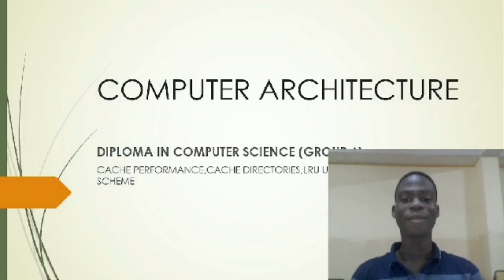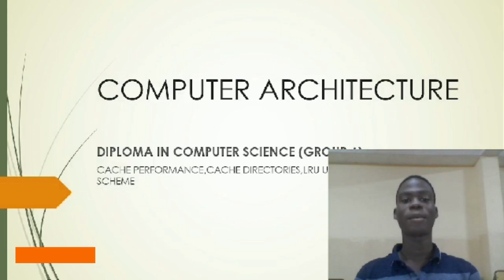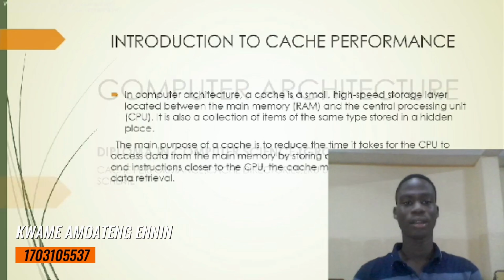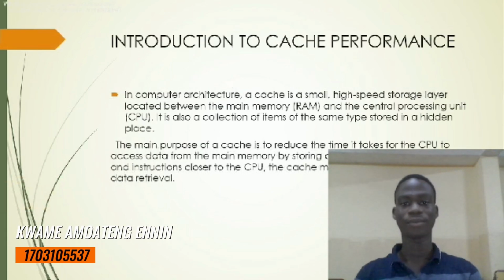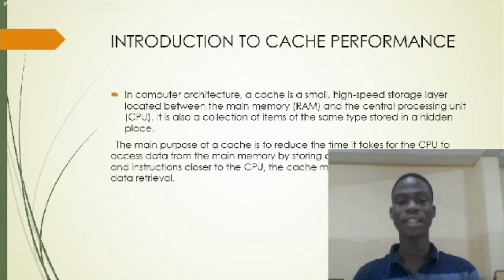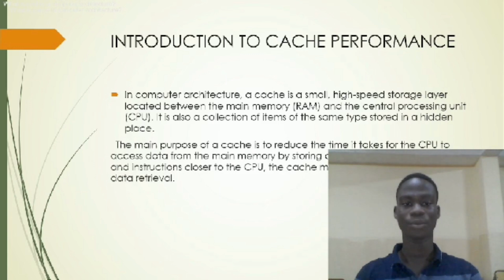My name is Kwame Amoateng Ennin. I'd like to talk about cache performance. In computer architecture, a cache is a small high-speed storage layer located between the main memory, which is the RAM, or the random access memory, and the central processing unit, which is the CPU. It is also a collection of items of the same types stored in a hidden place.